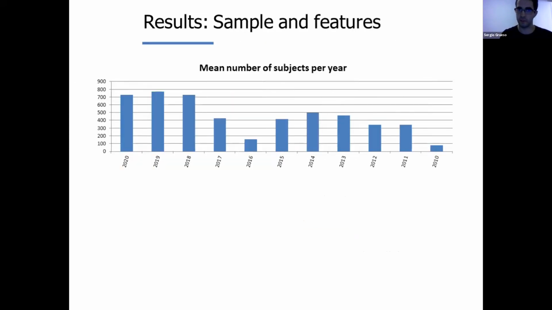Here you can see the mean number of subjects per year, and as you can see, there is a trend of increasing every year, and that might be due to the increment of sample size in the ADNI database.